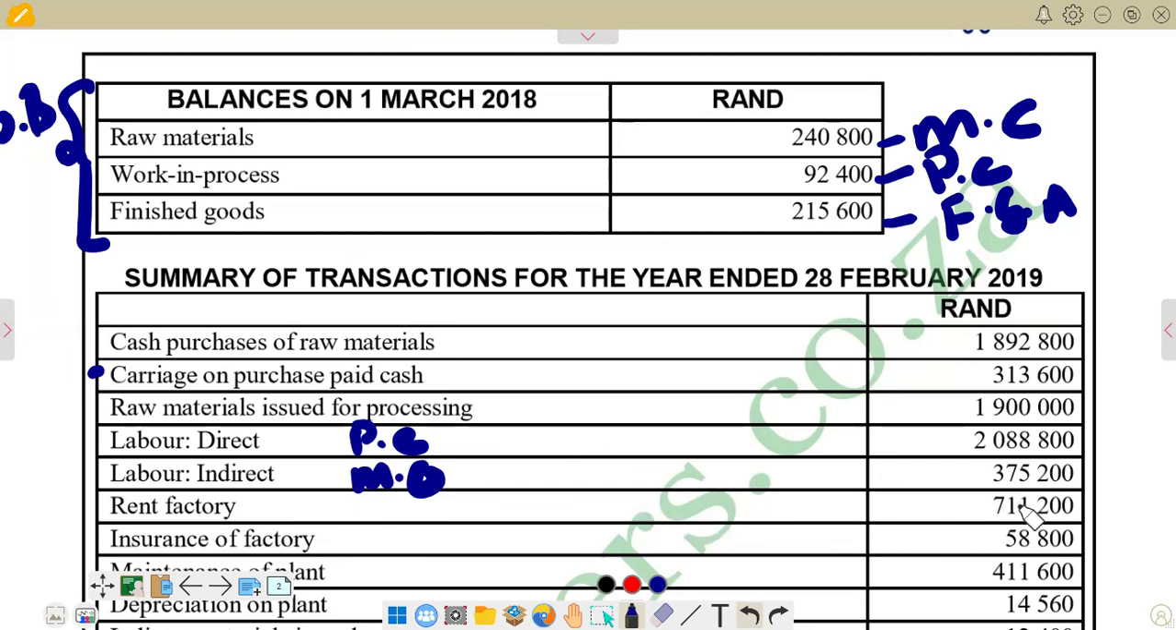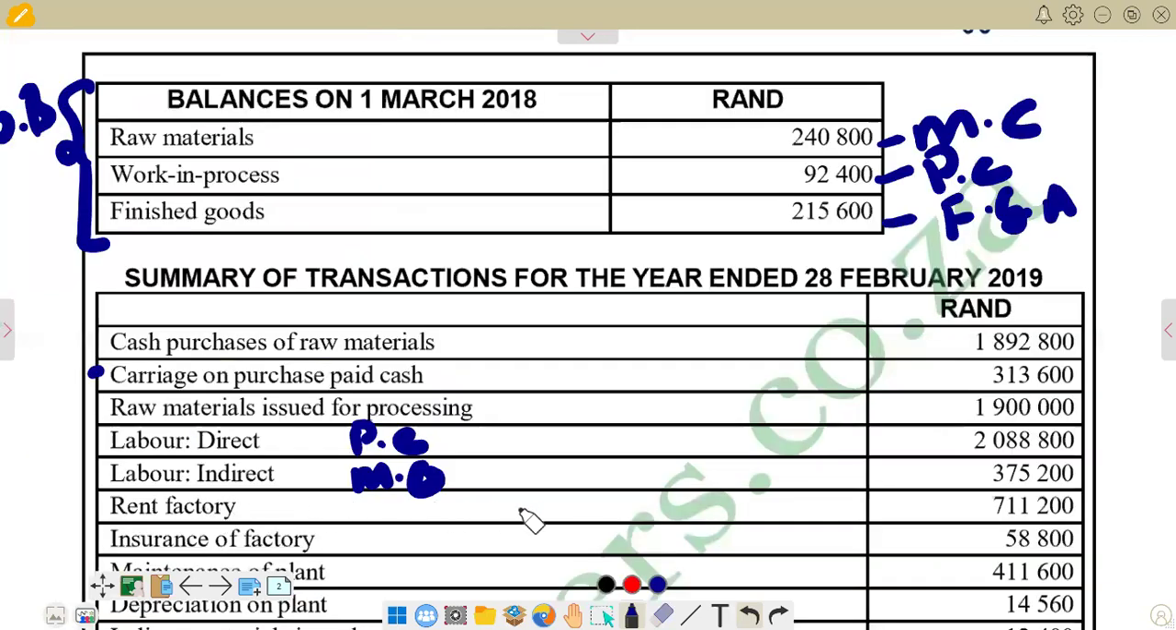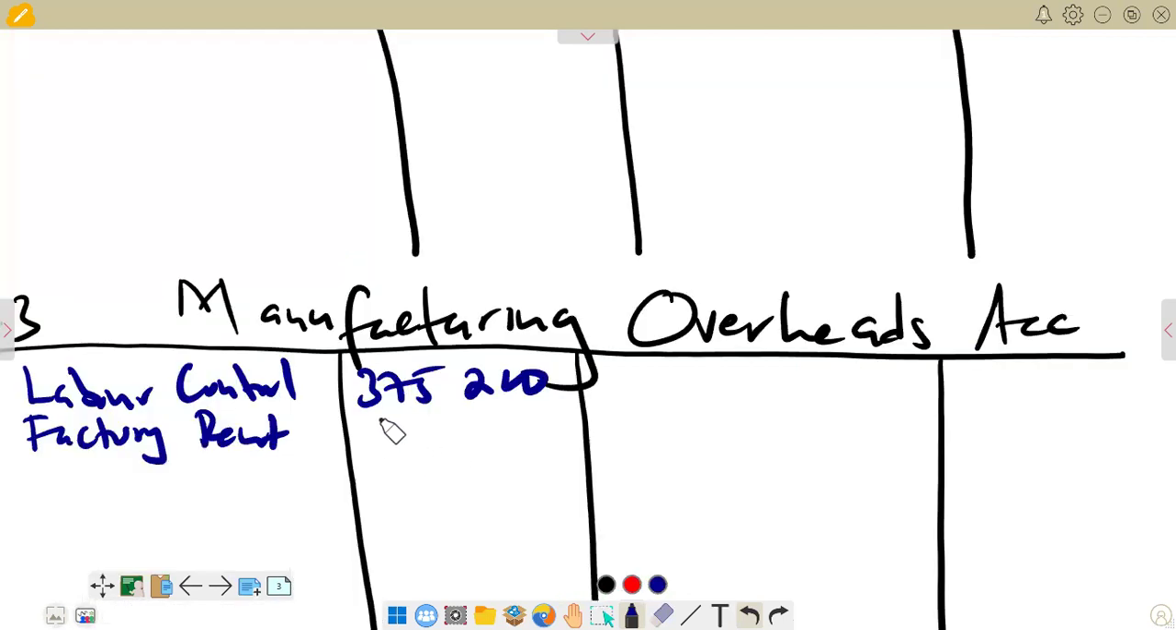So we can go to the manufacturing overheads account. We are here. So now we are saying rent. This is factory rent. So we can just call it factory rent. The amount that we are having there, let me cross check the actual amount that we have, is 711,200. So this is what we have.